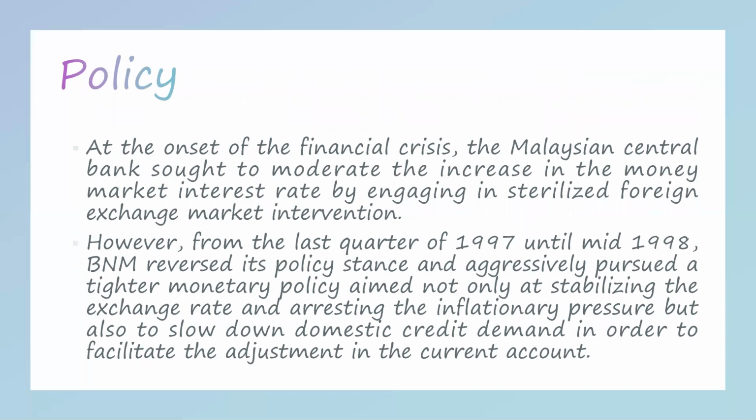So the policy at the onset of the financial crisis, the Malaysian Central Bank sought to moderate the increase in the money market interest rate by engaging in sterilized foreign exchange market intervention. However, from the last quarter of 1997 until mid-1998, BNM reversed its policy stance and aggressively pursued a tighter monetary policy aimed not only at stabilizing the exchange rate and arresting the inflationary pressure, but also to slow down domestic credit demand in order to facilitate the adjustment in the current account.